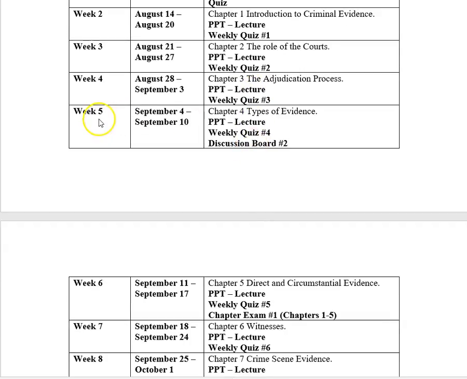Everything is by weeks. Week 5, look here. You have 2 graded assignments. We're going to do chapter 4. Yes, it's the lecture, the reading, blah, blah, blah. You're going to have the quiz on the chapter, and you're going to have your second discussion board.